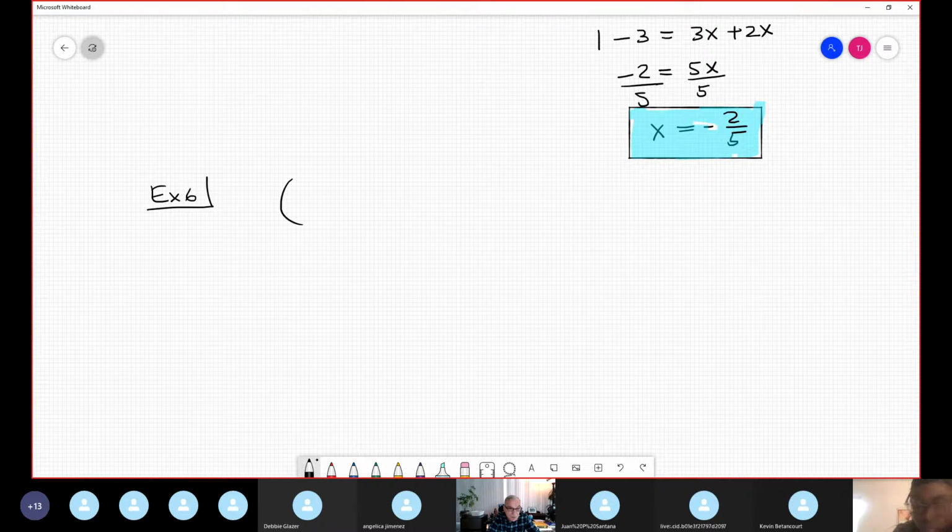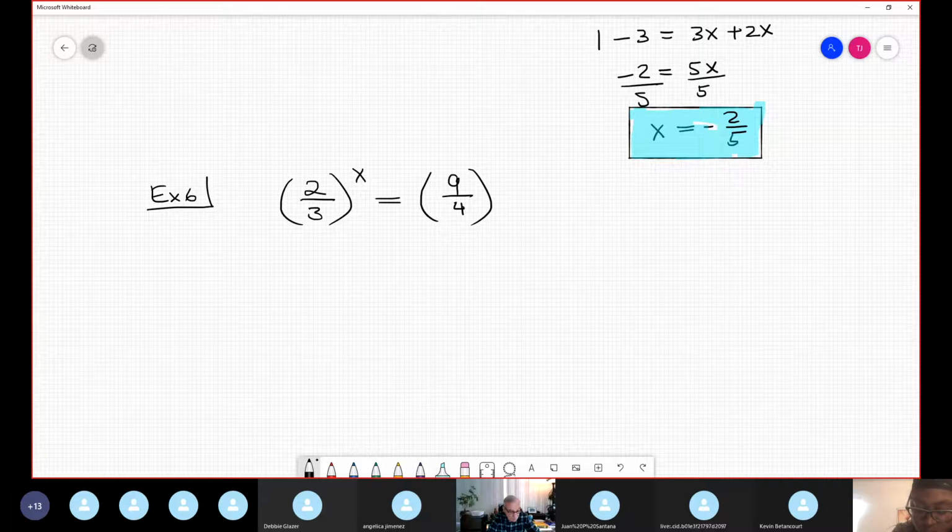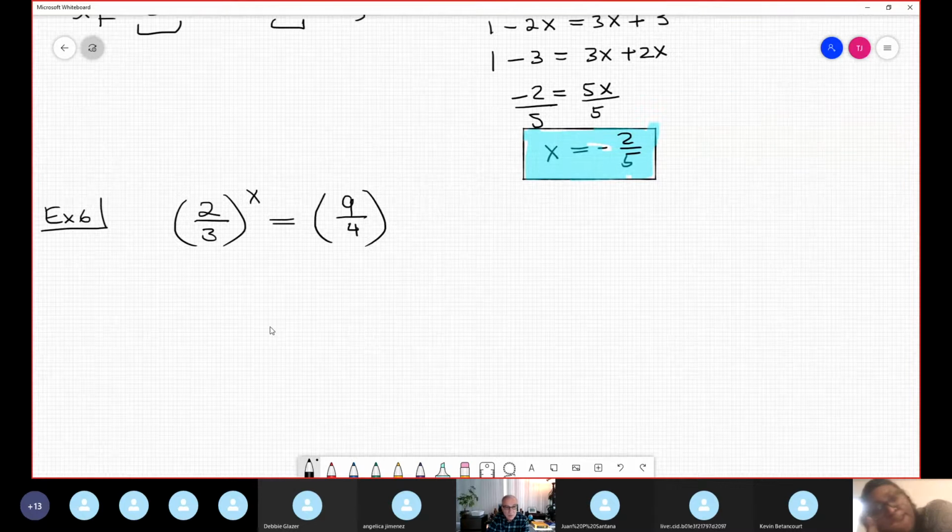Example 6 is 2/3 raised to the x, so the exponential has a base less than 1, so it's decreasing, I suppose, equal to 9/4. That's it. So my question is, what's the common base? Well, okay. First of all, I am not clear. I need to do something. Look, 2/3 raised to the x power.